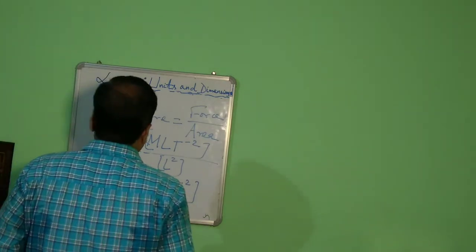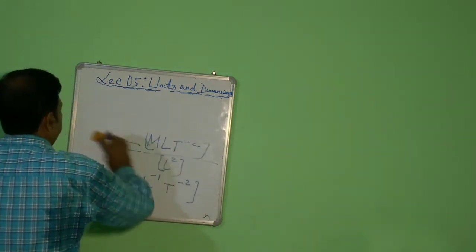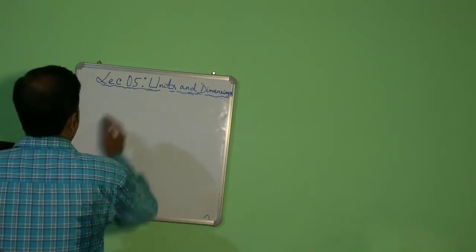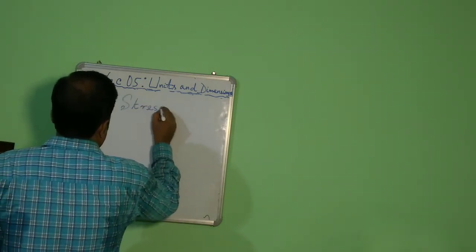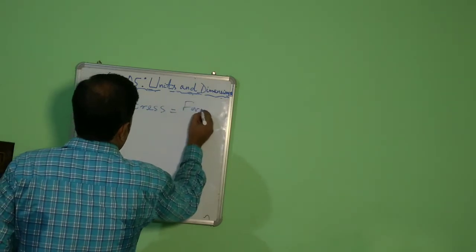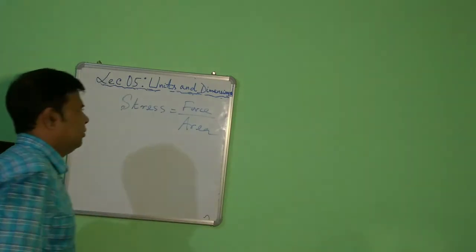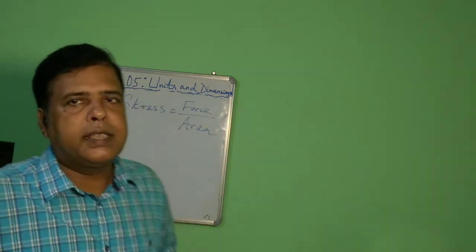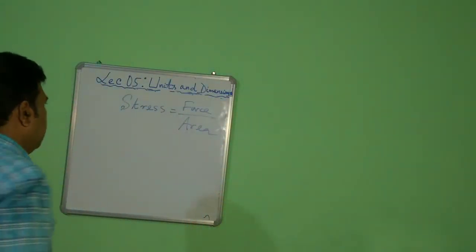Another physical quantity is called stress, which has the same dimensions as pressure. Stress is also equal to force upon area. That you have got to remember. Stress and pressure have the same dimension and the same mathematical formula.